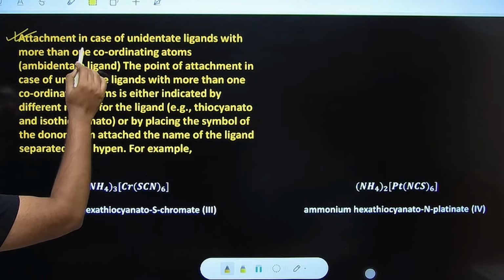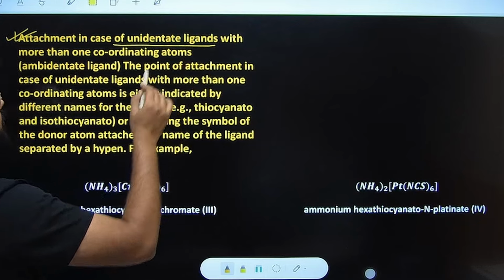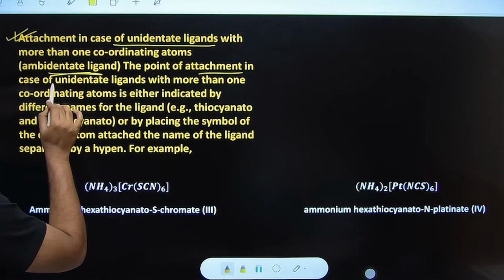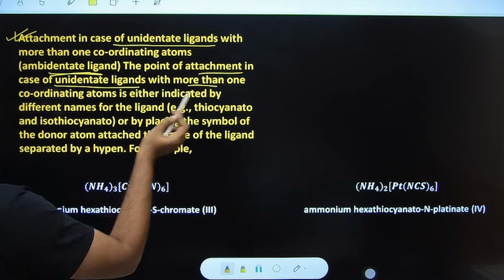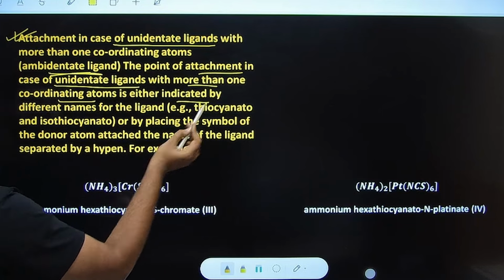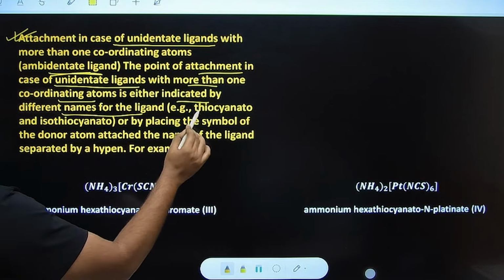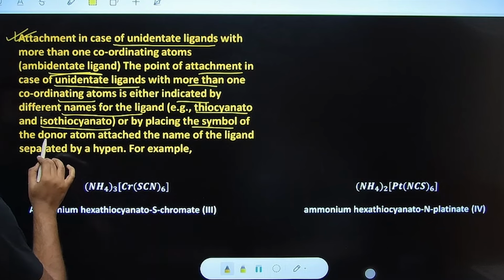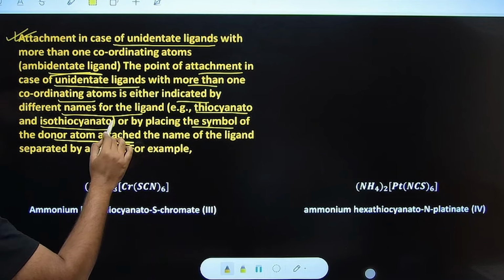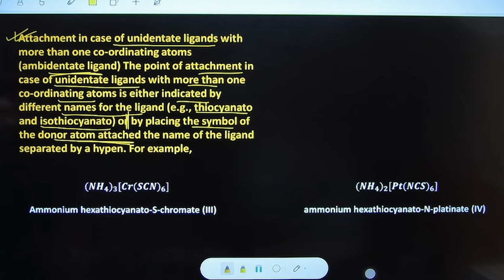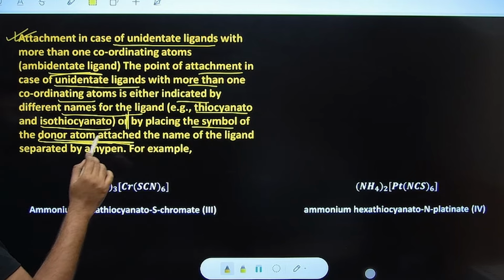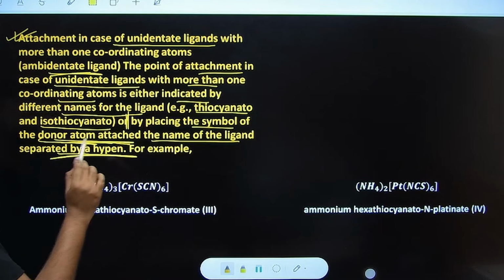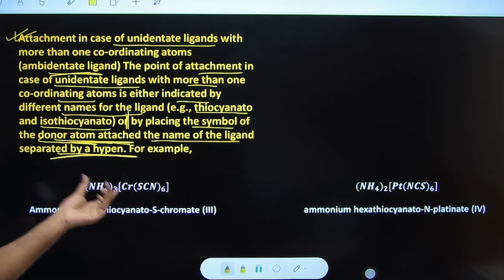The point of attachment in case of unidentate ligand, which is called an ambidentate ligand, that is, a ligand with more than one coordinating atom, is either indicated by different names like thiocyanato, isothiocyanato, or by placing the symbol of the donor atom attached. I think I have told you about this rule. You have to remember this. Placing the symbol of the donor, that is the first alphabet, attached to the name of the ligand, separated by hyphen. All right. So I'll give you one example here.